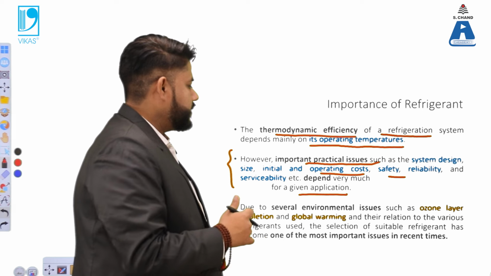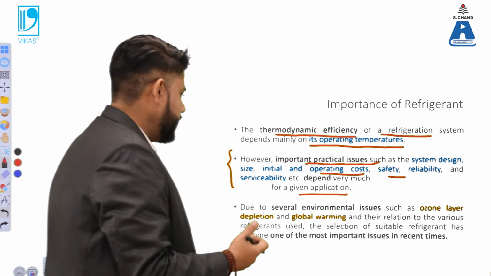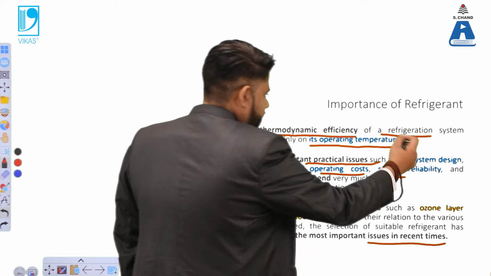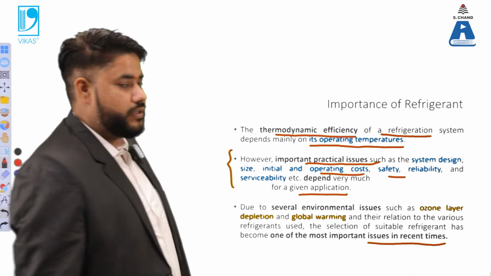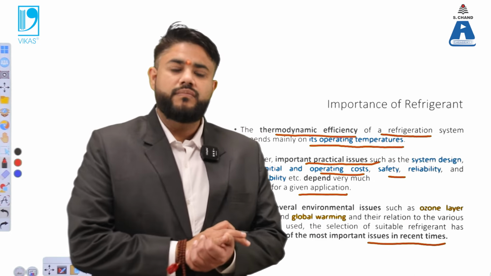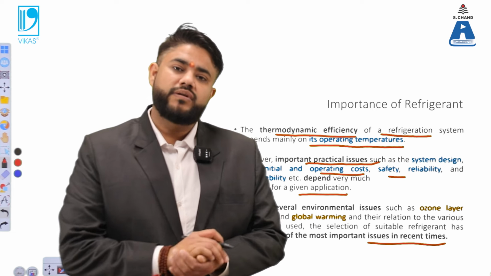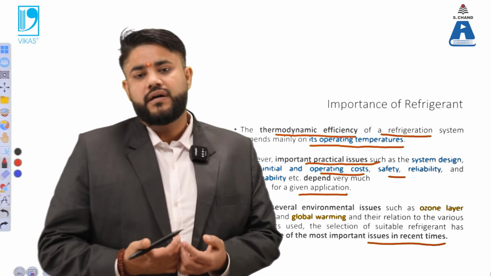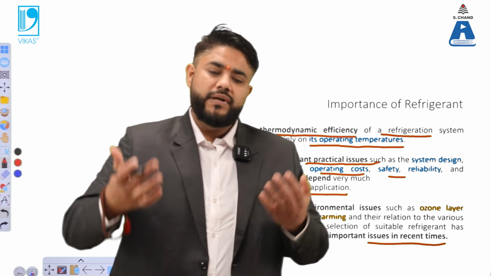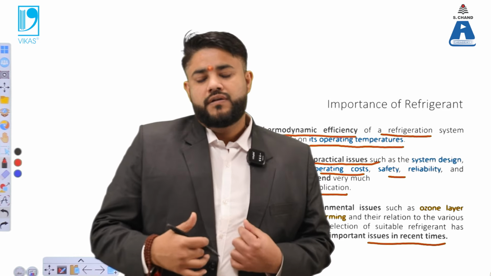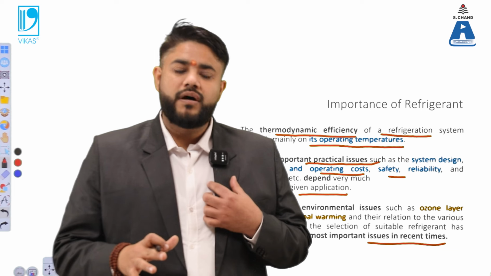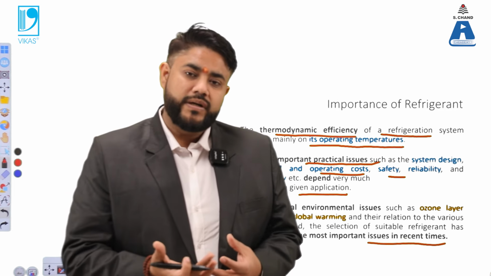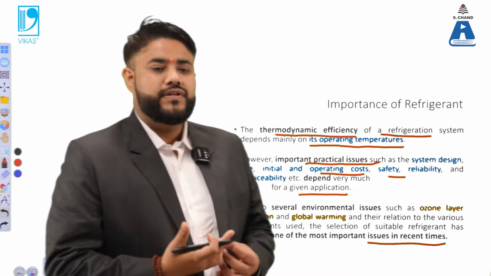So the refrigerant plays a major role, and the selection of the refrigerant is one of the important issues in recent times. If it leaks into the environment and causes ozone depletion and global warming, it ultimately comes back to us. So we should be concerned about nature and society. That is one of the important aspects of studying refrigerants.